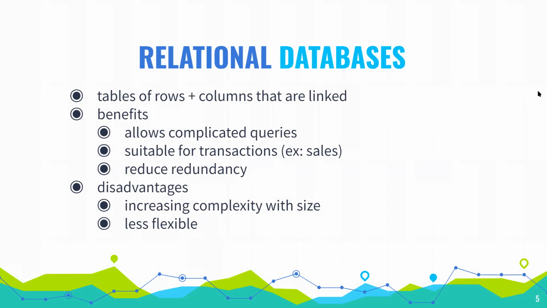Relational databases are tables of rows and columns that are linked. One of the benefits of this is that it allows complicated queries. It's also pretty suitable for transactions, such as in sales. And you can reduce redundancy by linking things across tables instead of having the same row in a billion tables, or using specific SQL features that we'll discuss later when you're retrieving data. Some disadvantages, though, include that there is an increasing complexity with size, and it's less flexible than some non-relational databases.